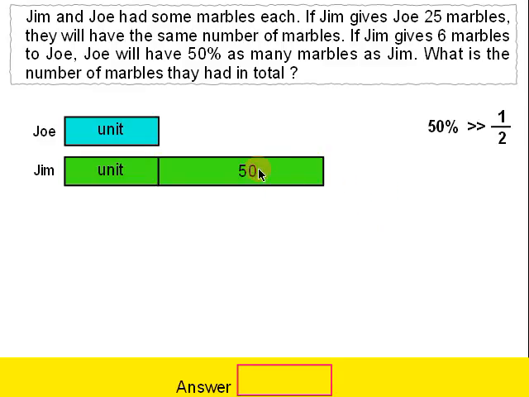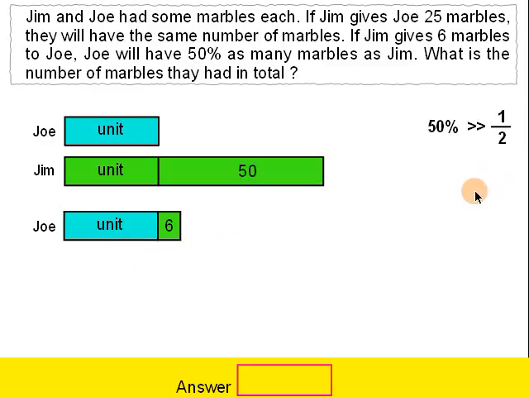Why? Because out of this 50, if let's say you give 25 over to Joe, then the two models will be of equal length. Alright, and then the question says if Jim gives 6 marbles to Joe, so draw the model of Joe. If Jim gives 6 to Joe, so Joe will have 1 unit plus 6.